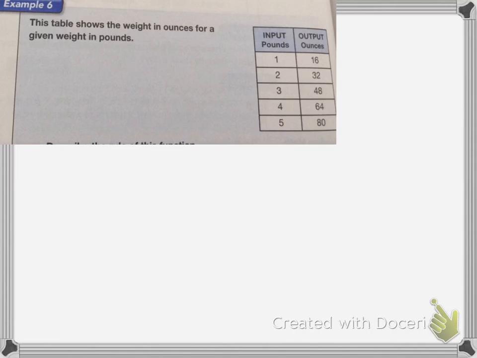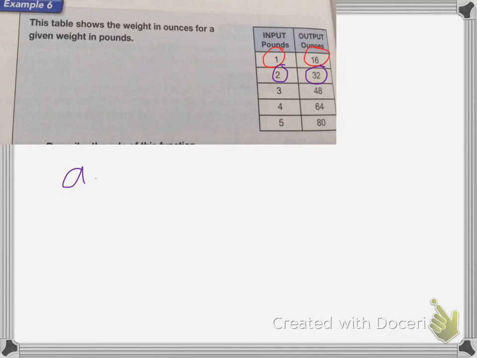Alright, this next part is about function tables. So a function is a rule that identifies a relationship between 2 sets of numbers. So in this case we have input pounds and output ounces. Now what they want you to do with this problem is describe the rule. So if I have 1 pound, I get 16 ounces out of it. If I have 2 pounds, I get 32 ounces out of it.